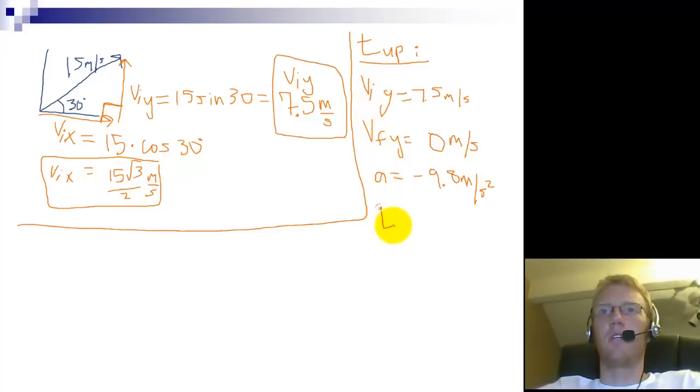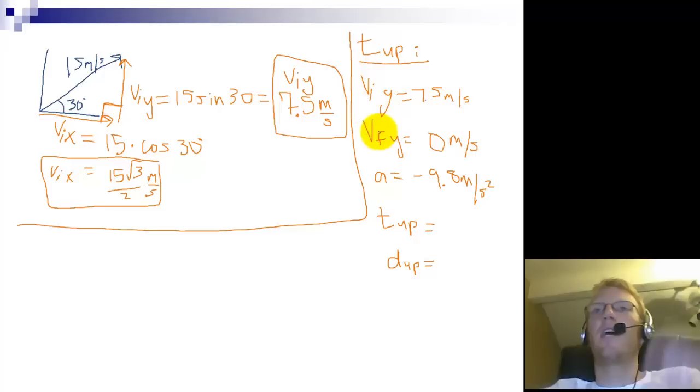The two things that we're missing are the time to get to the top, and the distance to get to the top. That's not asked for yet, but we suspect it will probably be asked for later. So if you know v initial, v final, and a, how do you get t?